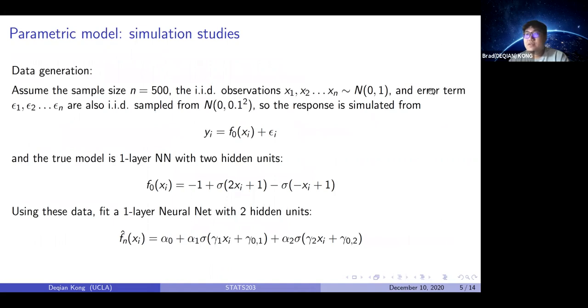As for the parametric model, I have done a simulation study here. The data generating process is given by this. We have given observations X, and the randomness comes from epsilon. The response Y comes from the true model plus randomness. So it's a toy model here. What I want to do is train a one layer neural net with two hidden units to fit the data from this process. Next slide, please.